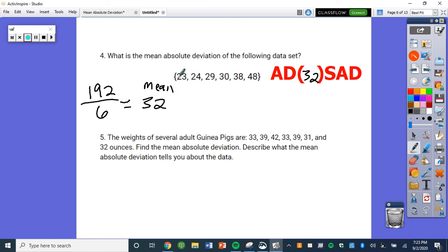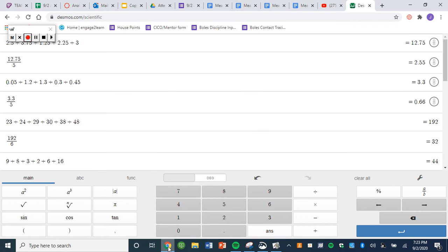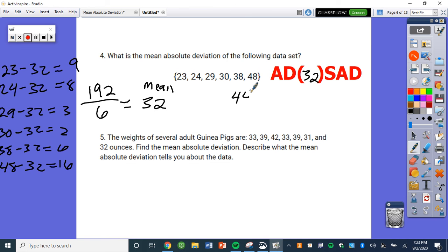So now we're going to subtract our data values from our mean. So 23 minus 32, 24 minus 32, 29 minus 32, 30 minus 32, 38 minus 32, and 48 minus 32. So we have 9, 8, 3, 2, 6, and 16. Okay? And then we add those together and we get 44. And then we divide that by 6.